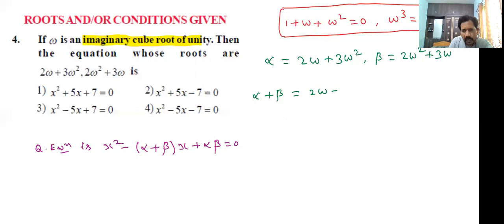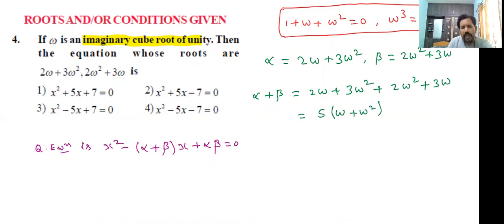Alpha, we already know, is 2 omega plus 3 omega square, plus beta, 2 omega square plus 3 omega. Here observe the omega and omega square terms. Omega, there are 5 terms, and omega square also 5 terms. I take 5 common: 5 into (omega plus omega square). Here observe the formula, 1 plus omega plus omega square value is 0. Then what is omega plus omega square? Minus 1. So that value is minus 5.